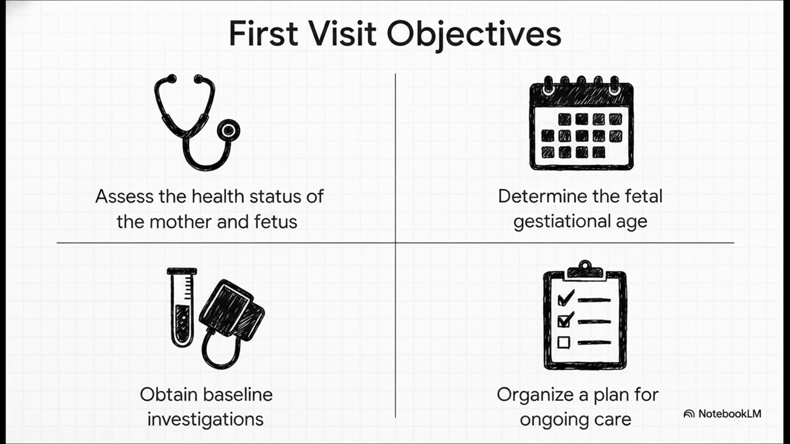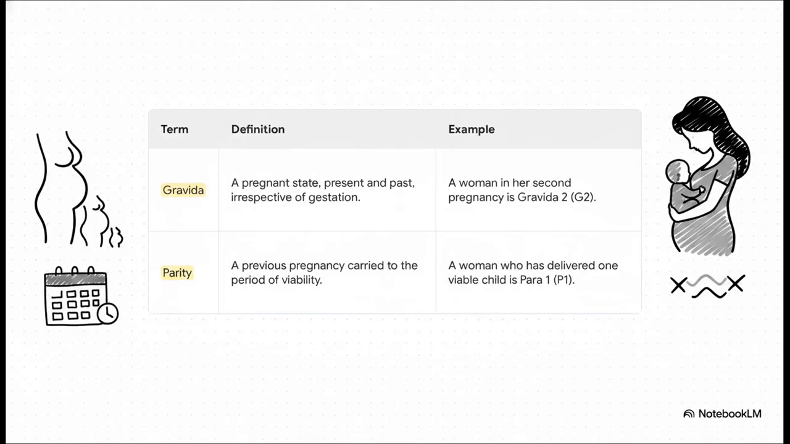First, we need to get a clear picture of the current health of both the mother and the fetus. Second, we have to accurately figure out the gestational age. This is vital for everything that comes after. Third, we get all our baseline investigations done. Blood work, vitals, weight. And finally, we take all that information and build a structured plan for the rest of the pregnancy. Okay, let's solve that puzzle from the beginning.